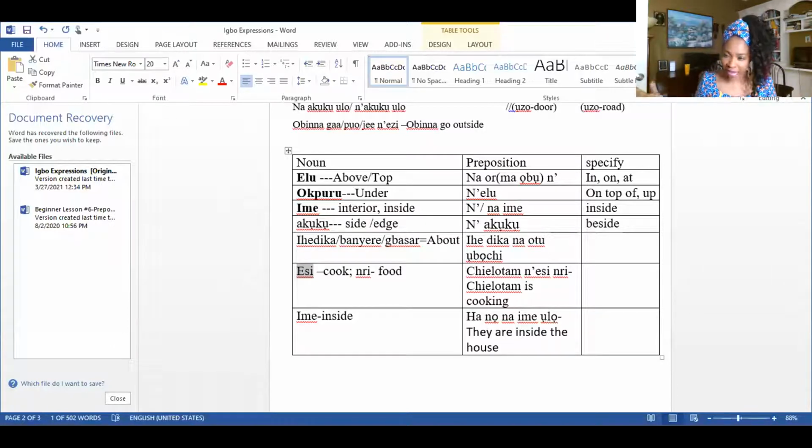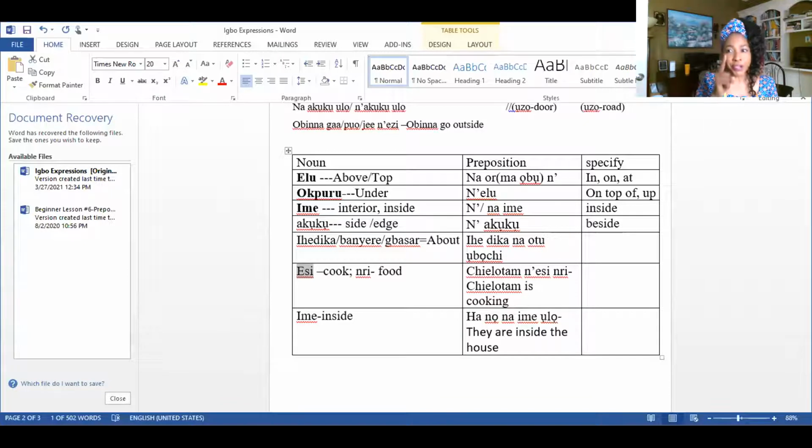Now, when it goes to plural, ha. Remember your pronouns. Hana esi nri means they are cooking. Now, if I want to say we, including myself, speaking on behalf of a group, we are cooking: anyi na esi nri. When I'm looking at all of you, a group of people, ono na esi nri. You all are cooking. You guys are joining together cooking.